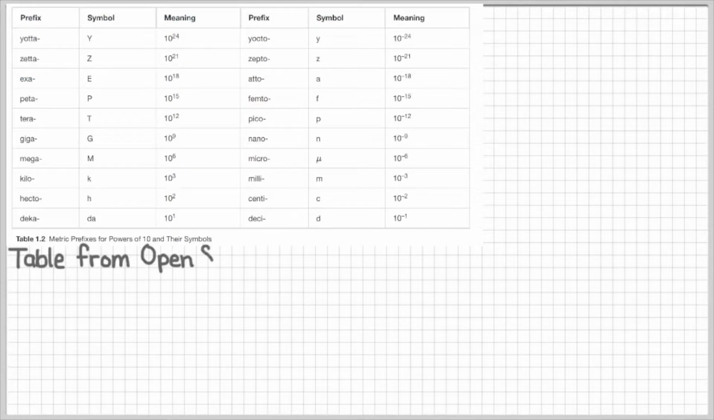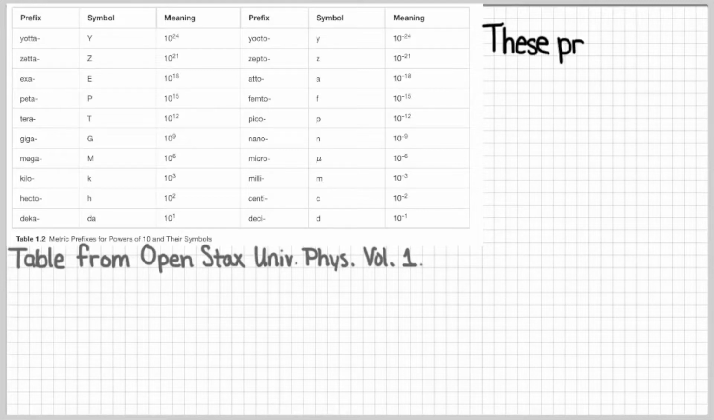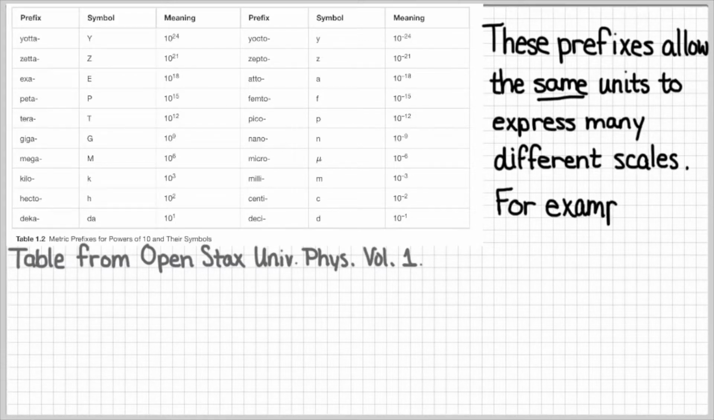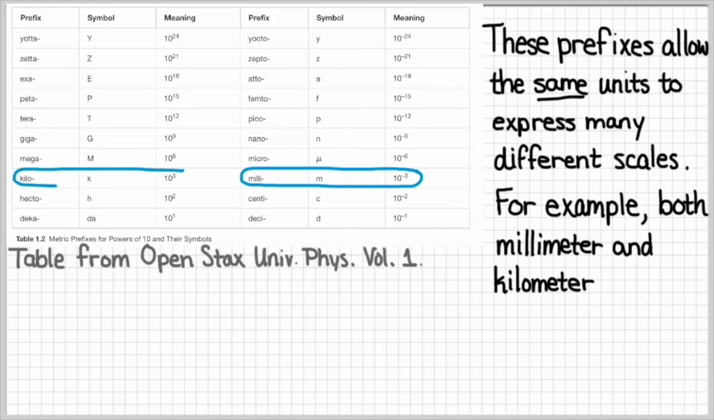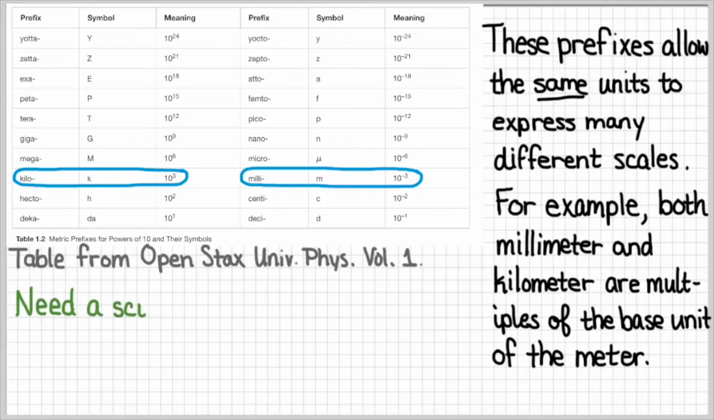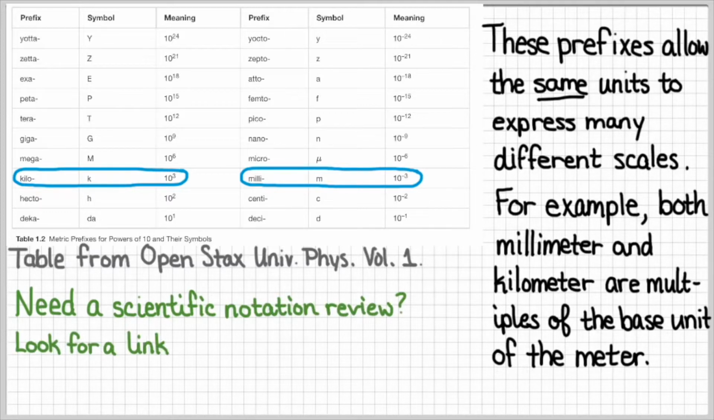The prefixes listed here on the left allow the same units to express many different scales. For example, we use the millimeter, which is 1/1000th of a meter, and we can use the kilometer, which is 1000 meters, and both of these are multiples of the base unit meter. So this makes the metric system very flexible because it can express such large and such small quantities. If you need a review of scientific notation, I've included a video link in the YouTube description.